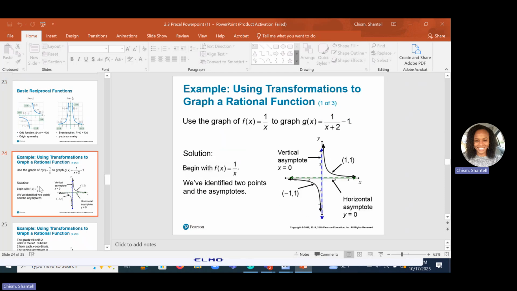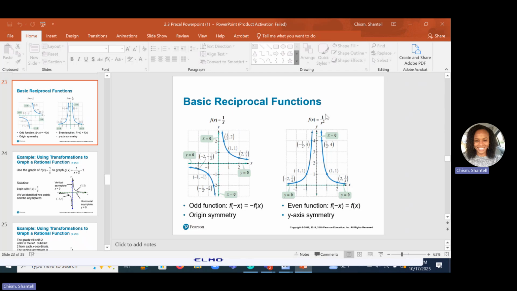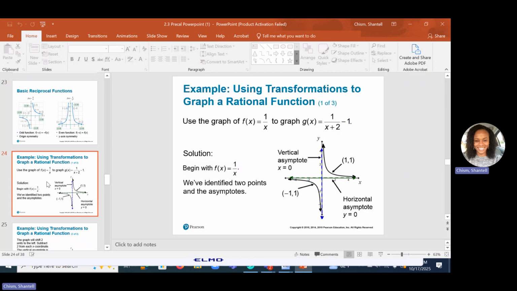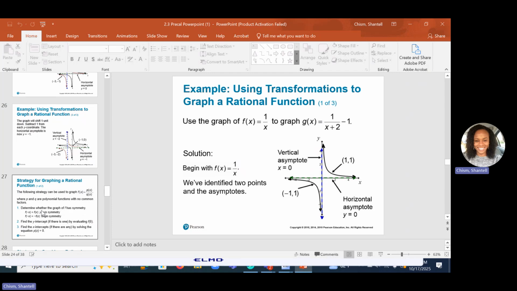So we can use transformations on these two basic rational functions, because these are the two basic rational functions, just 1 over x and 1 over x squared. We can use those to help us kind of look at the graphs. But you will not be graphing by hand, and you won't really have to do transformations either, but you will have a 7-step strategy for graphing that we'll look at. So let me get to that.